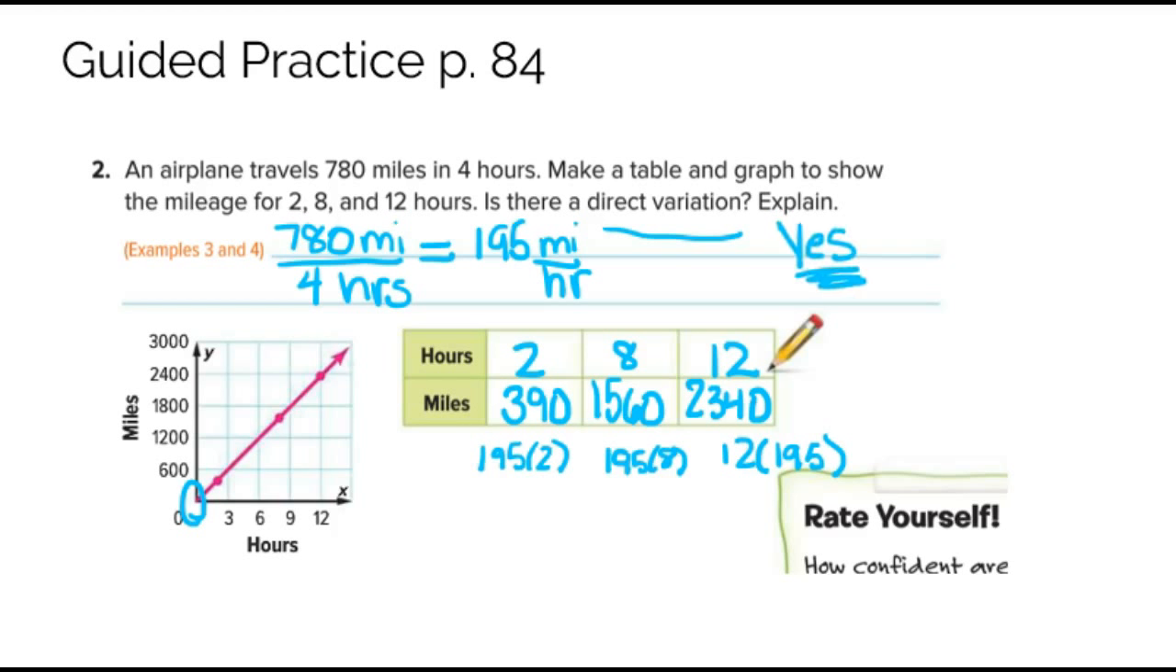You can explain that by saying there's a constant unit rate here, miles per hour. You can also say that once graphed, it's a straight line that goes through the origin, 0, 0. This makes sense because if the airplane doesn't travel any hours, it's not going to go any miles.